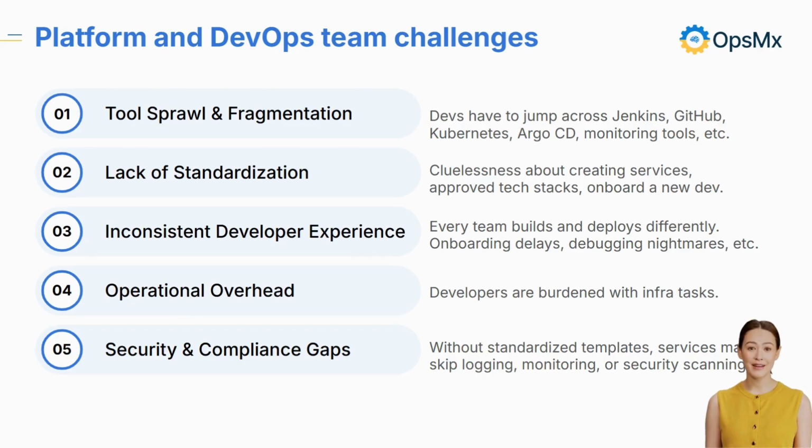And finally, without standardized ways to build and deploy apps, security often becomes an afterthought. Missing logging, outdated libraries, no audit trails. These are common in teams without clear guardrails. And when compliance teams come knocking, it's hard to prove you're doing things the right way. Now, Gopal, can you also share your experience and then provide the demo of Backstage and Argo integrations?